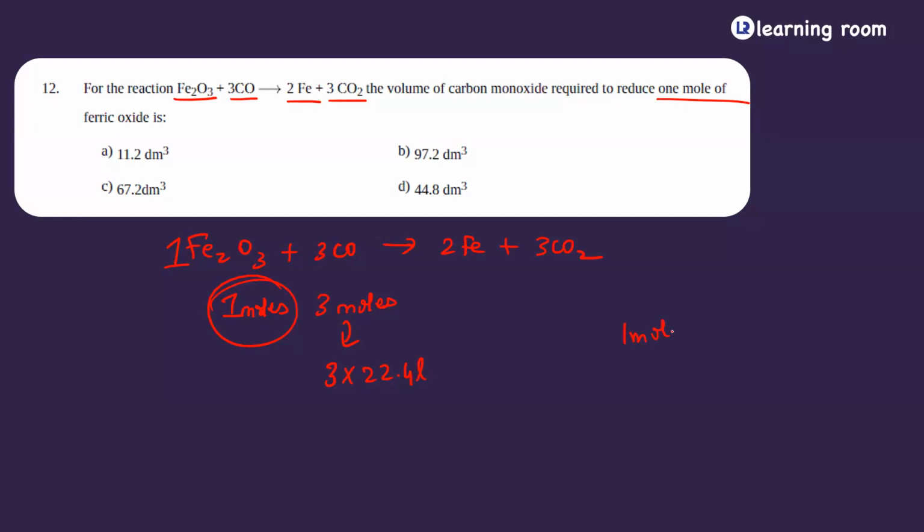Because 1 mole of any gas at STP occupies 22.4 liters, 3 moles will be 3 into 22.4 liters. So the answer will be 67.2 liters, and 1 liter is equal to 1 decimeter cube, which I have already told you. So here it will be 67.2 decimeter cubes. Clear?